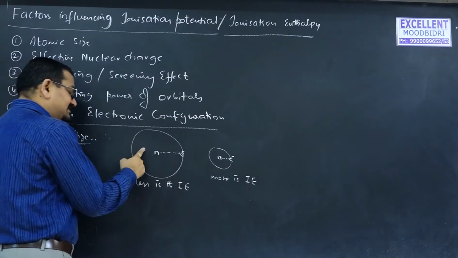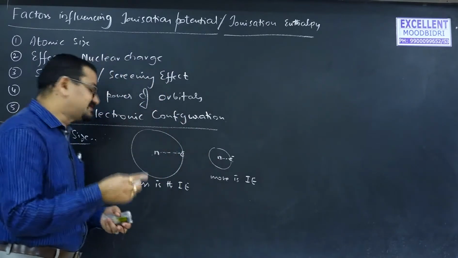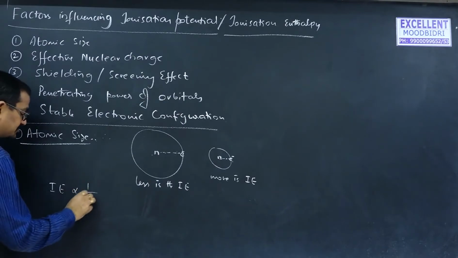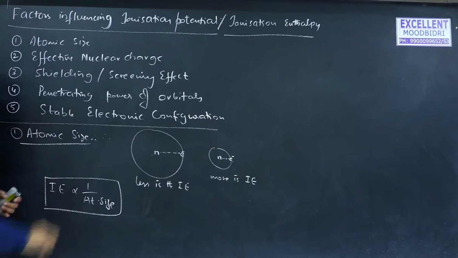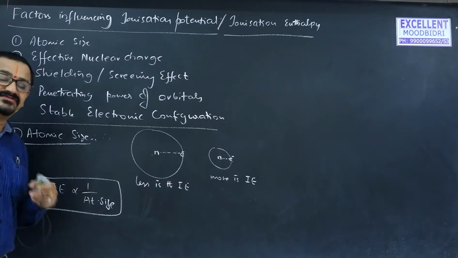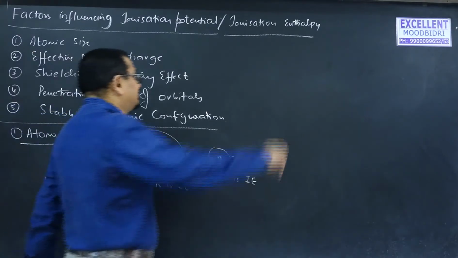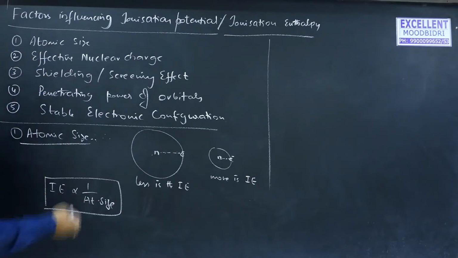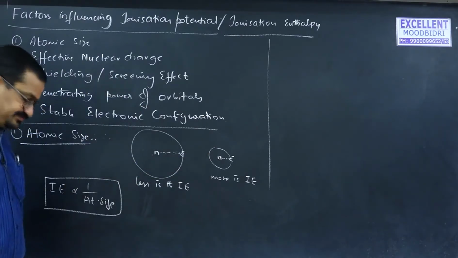So, larger the size, less IP, ionization enthalpy; smaller the size, more. So it is inversely proportional. We can say ionization enthalpy is inversely proportional to atomic size or atomic radius. With respect to this, we can easily predict the variation of ionization enthalpy across a period and down the group.